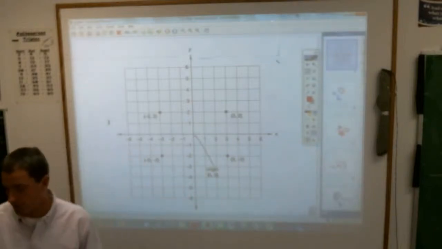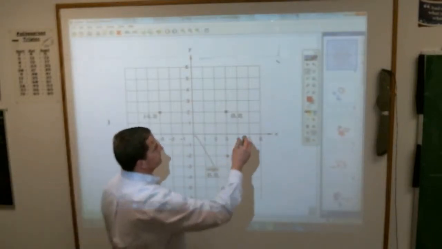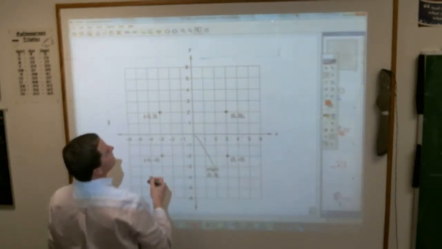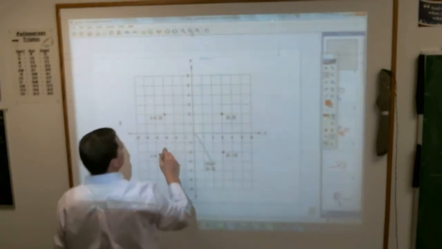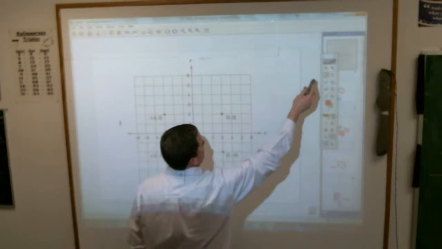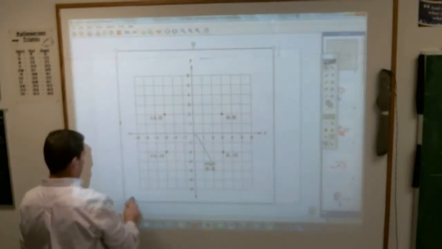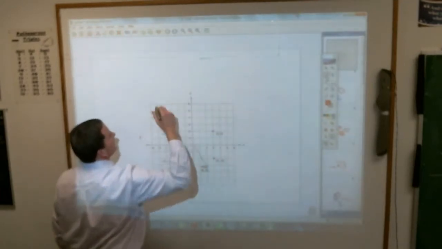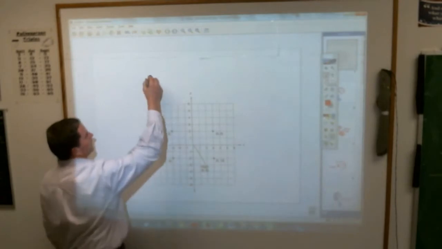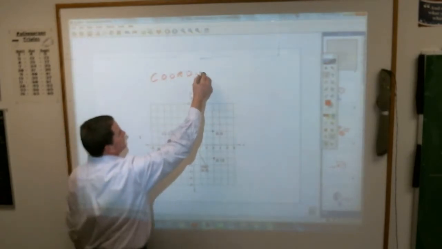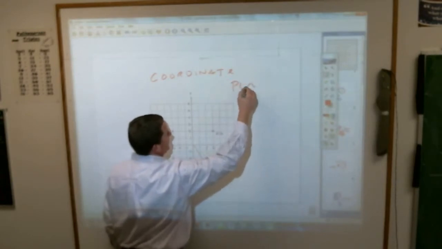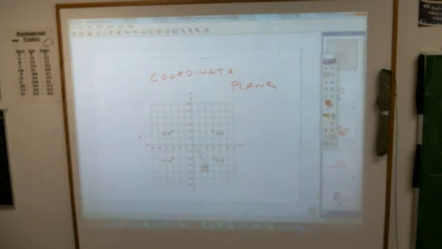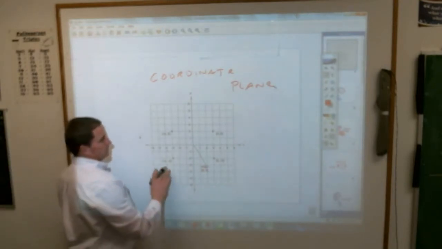About the coordinate plane and graphing. The coordinate plane and graphing. Just go a little smaller. Yeah, this is the coordinate plane, I guess. Coordinate plane, P-L-A-N-E.